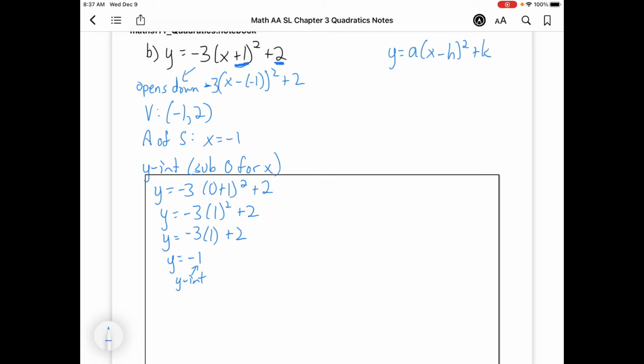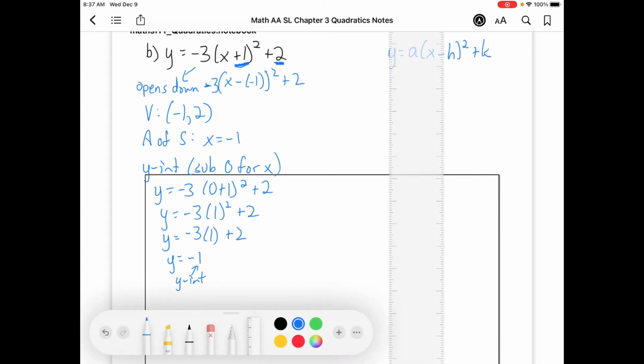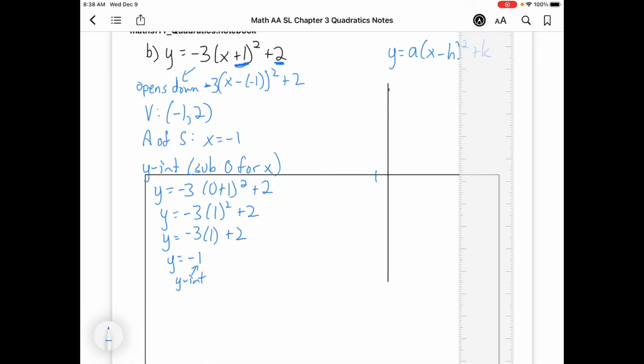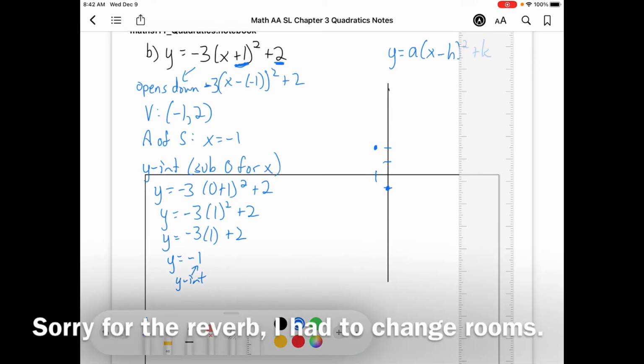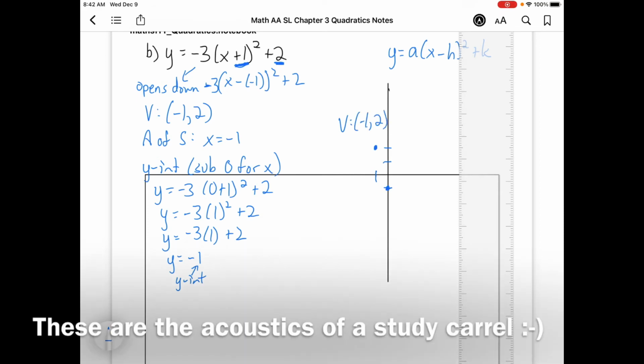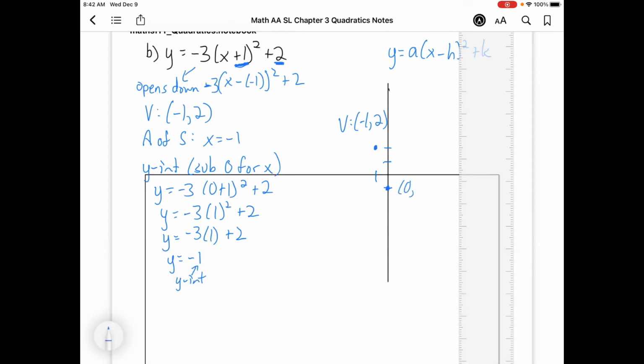Now we're ready to make a graph. Let's plot the points that we know. So the vertex is at negative 1, 2. And we've got a y-intercept at negative 1. So now that I have 2 points, and I guess I could label them, this is the vertex at negative 1, 2, and I've got a y-intercept at 0, negative 1.